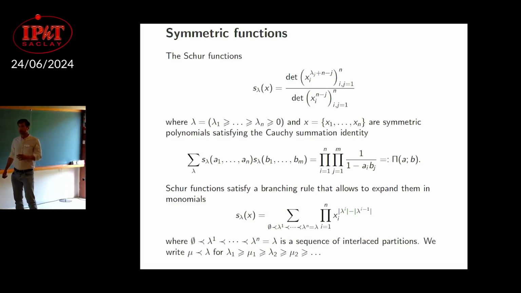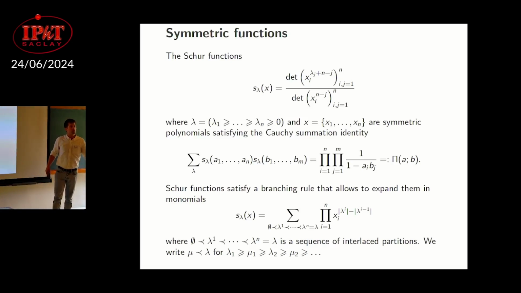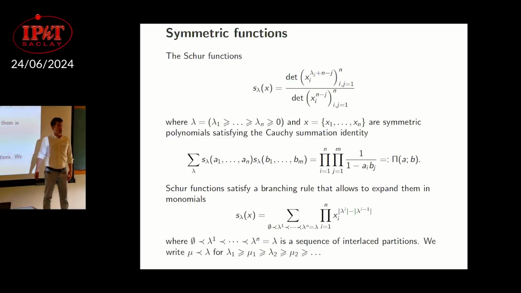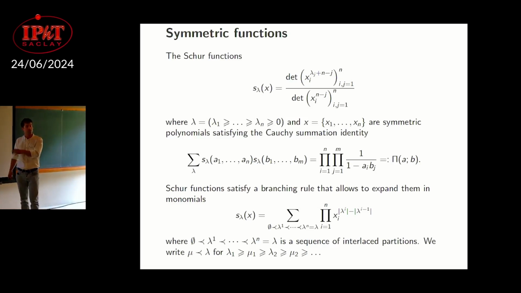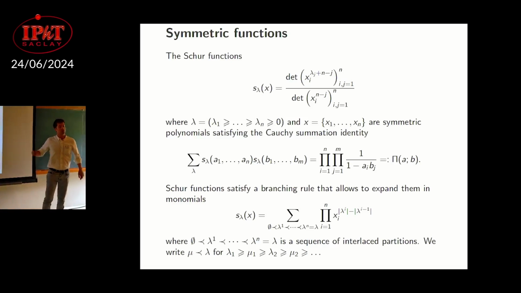Another famous property of the Schur functions is that they satisfy a branching rule. Here I have not written what the branching rule is, but it allows us to expand those symmetric polynomials. These s_lambda of x are polynomials, symmetric with respect to exchanging variables, and we can also explicitly expand them into monomials. The explicit expansion into monomials is written here. It's a sum over sequences of integer partitions, lambda superscript 1, lambda superscript 2, etc., that are interlaced. Here interlacing means that mu interlaces with lambda if we have an ordering lambda_1, mu_1, lambda_2, mu_2, etc.